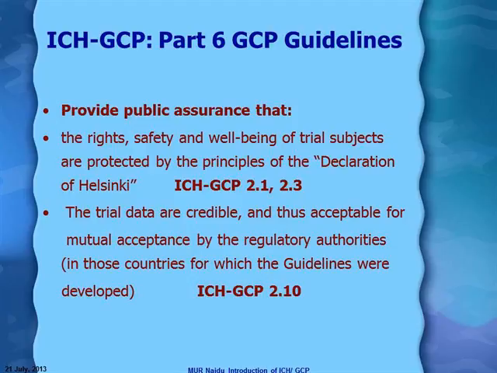2.1 and 2.3. The second is that the trial data which is obtained in a clinical trial is credible and thus acceptable for mutual acceptance by the regulatory authorities of all those countries which follow the guidelines which are developed jointly. This is covered under ICH GCP 2.10.